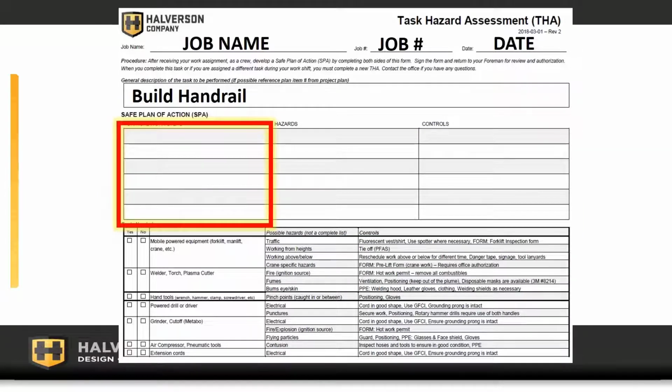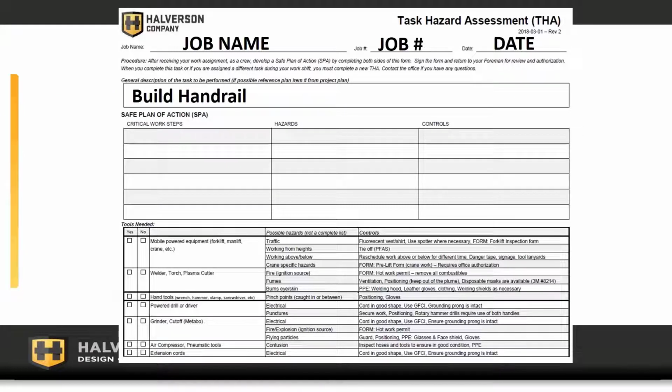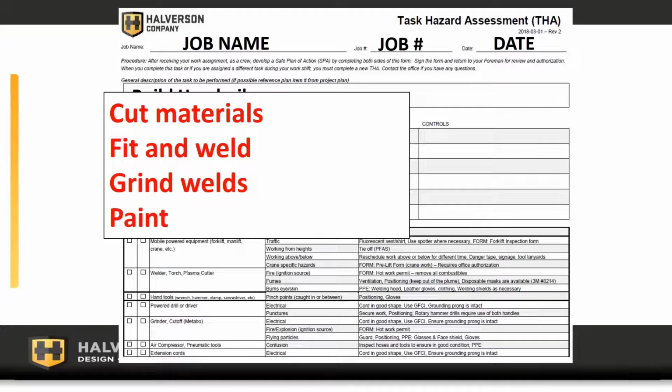We want to begin by breaking our work task into smaller steps. In this example, we decided what are the main steps in building a handrail. The safe plan of action refers to these as the critical steps. For the purpose of this presentation, I have identified 4 steps: cut the material, fit them together and weld them, clean up the welds with a grinder, and paint the finished product. There may be more steps, but don't get too detailed. We are looking for the major steps called critical steps.